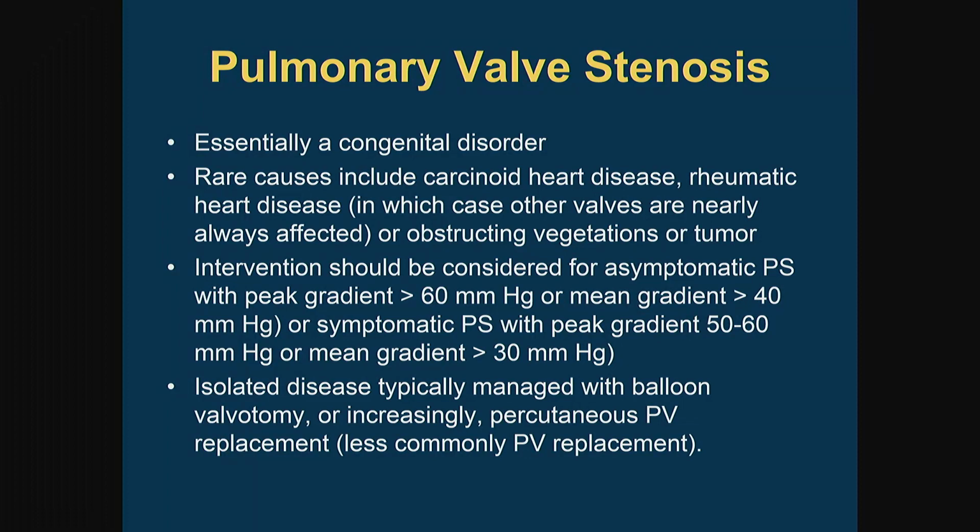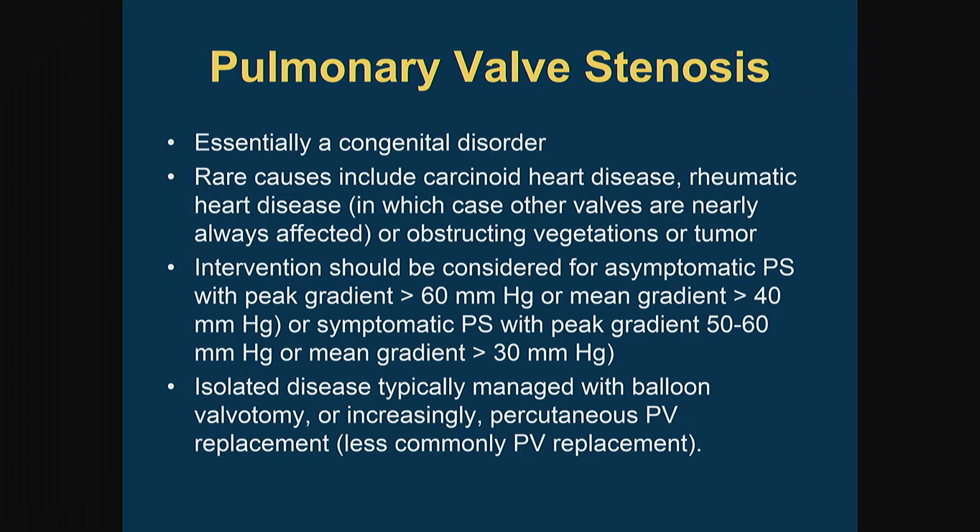The intervention for patients with severe PS is driven by measurement of the gradients and assessment of symptoms and right ventricular function. In general, intervention should be considered for patients who are asymptomatic if there's pulmonic stenosis with a peak gradient greater than 60 or a mean gradient more than 40. If patients are symptomatic with a peak gradient between 50 and 60 or a mean gradient greater than 30, intervention could also be considered. And as mentioned, typically this is percutaneous intervention where possible these days.